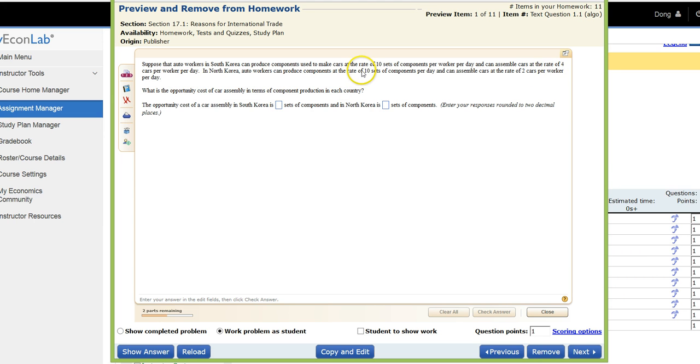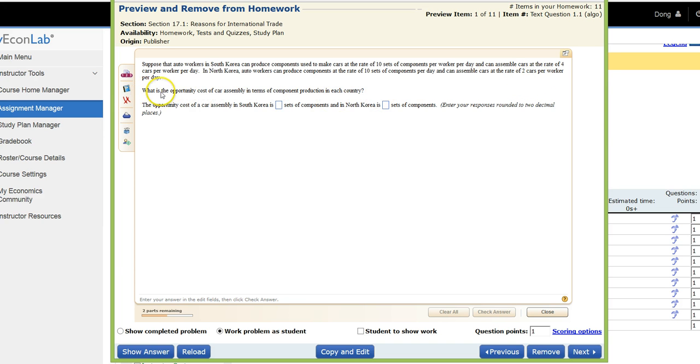So looking at these numbers, we can see that the workers in South Korea and North Korea have the same absolute productivity in terms of component production, because they can both produce 10 sets of components per day per worker. But South Korea workers are more productive. They have absolute higher productivity in terms of the car assembly, because they can assemble 4 cars, but the workers in North Korea can only assemble 2 cars per day.